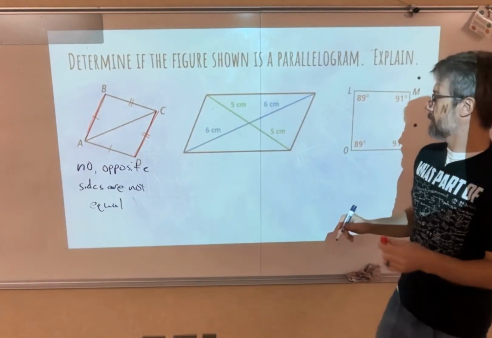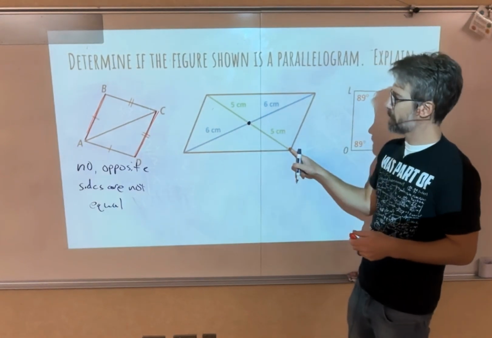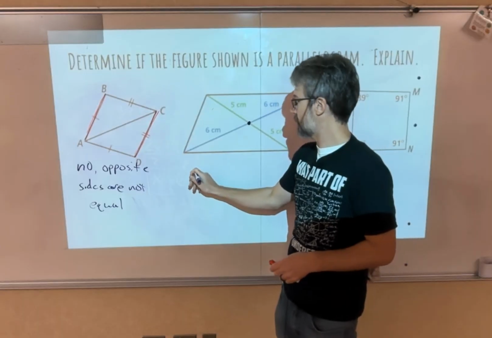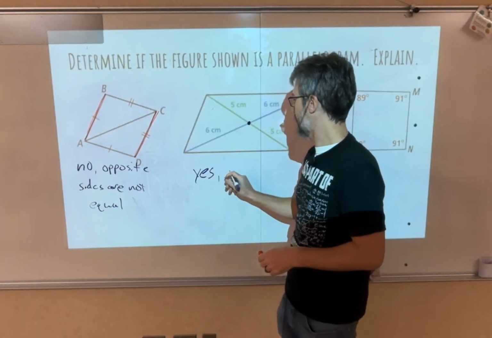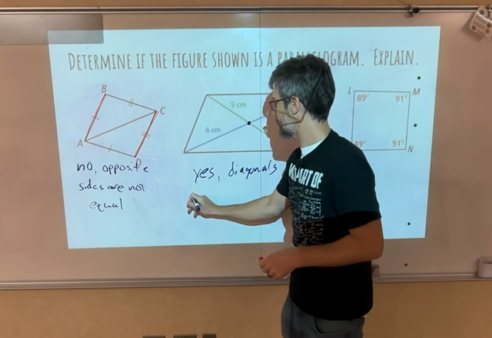All right, our next one. We've got some diagonals, right? So if I look at, there's my center point. I've got 5 on either side on the green diagonal, 6 on either side on the blue diagonal. So this is going to be a yes, and the diagonals bisect each other.